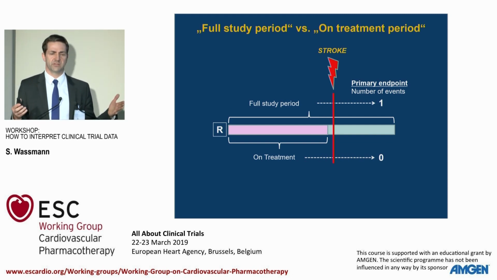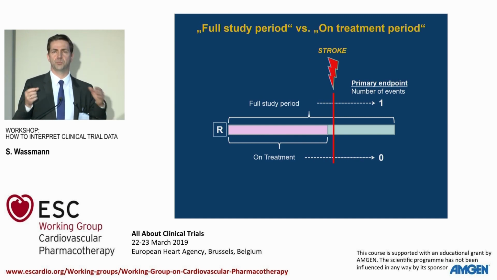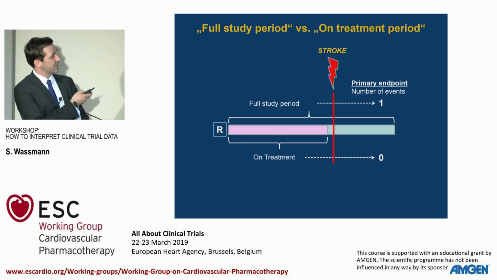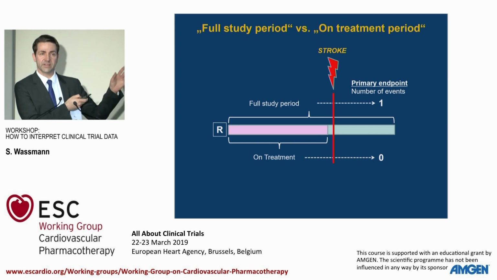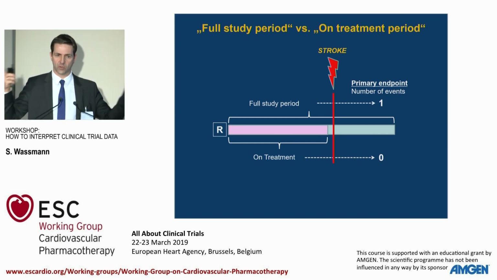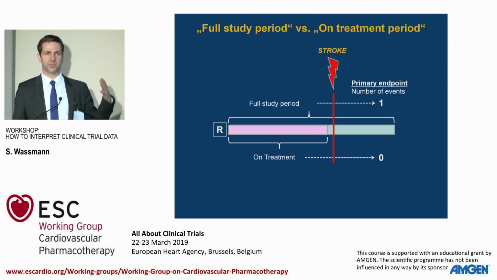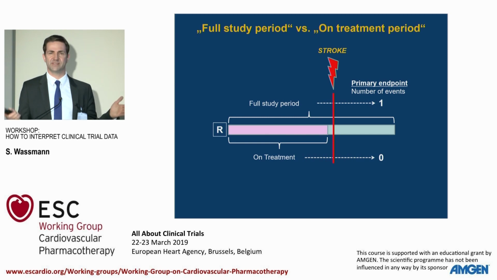So on treatment looks for the treatment period where the drug is given to the patient plus some extra time, which is defined in the protocol. Let's say 1, 2 weeks or 4 weeks or whatever. And the intention to treat analysis covers the whole study period. The patient is randomized, even if he never takes any pill, he's still in the analysis.